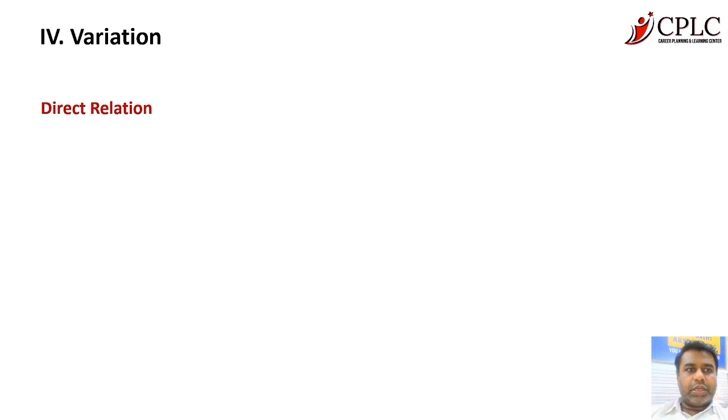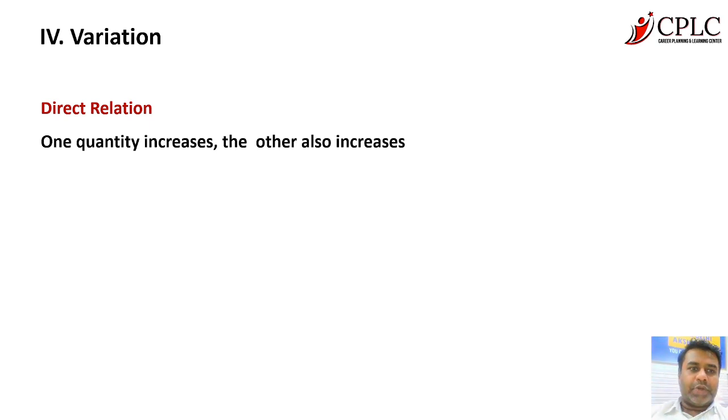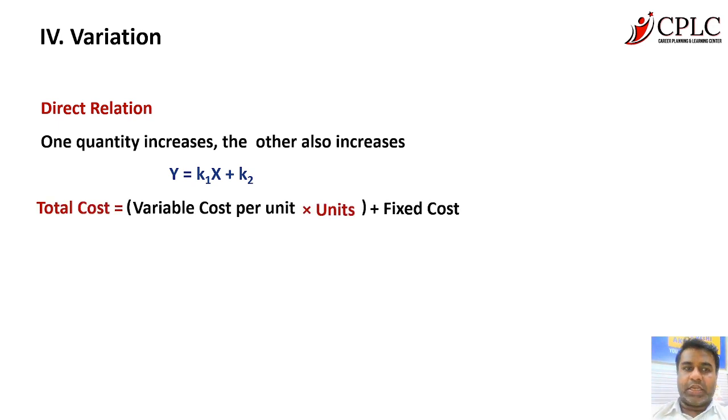Now direct relation and direct variation are not much of a different thing. Now, in case of direct variation, again, one quantity increases, the other also increases. The way it happens in direct variation. The only difference here is that a fixed cost comes into picture. Okay? So let us take an example.